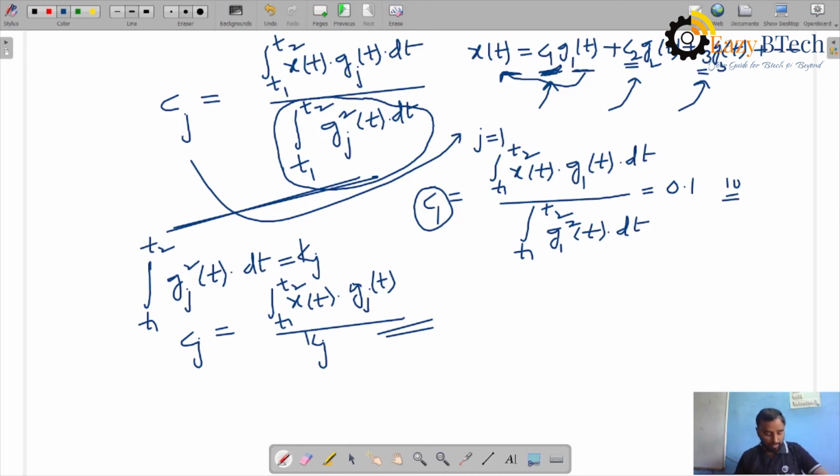So we can stop here now. We have the next session. In the next session we will discuss some more topics related to orthogonality. It is a very important topic, orthogonality.